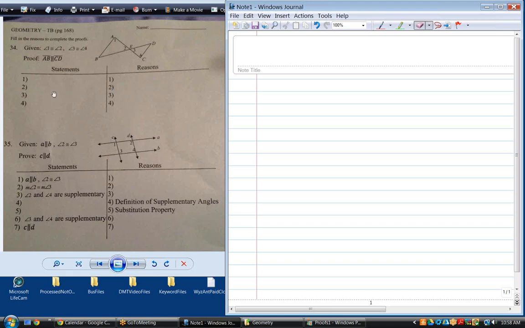Statement 3. Let me think for a second. Remember, we're trying to relate 1 and 4. So if I know the measurement of 1 is equal to the measurement of 2, and the measurement of 3 is equal to the measurement of 4, then what can statement 3 say?